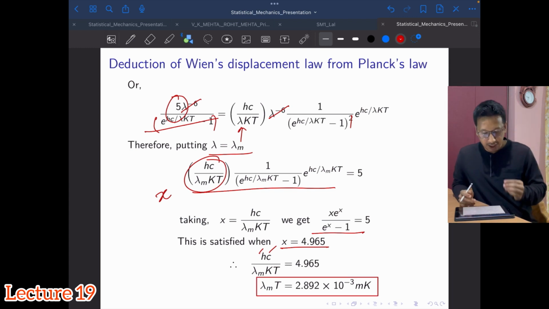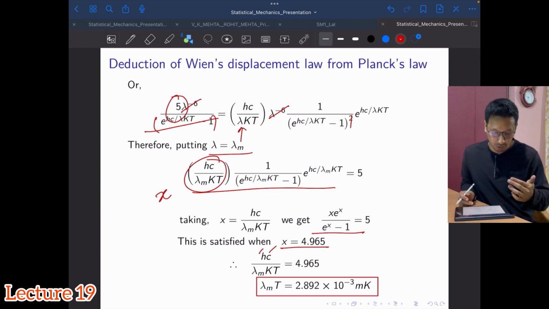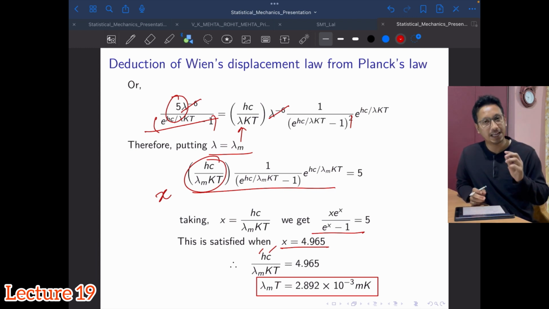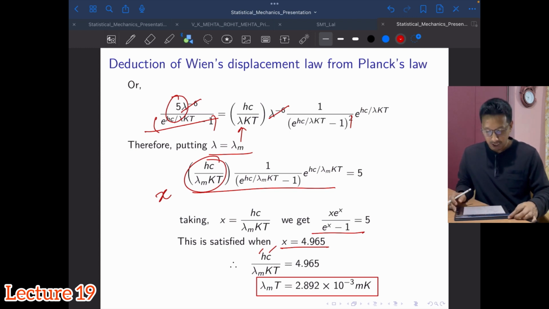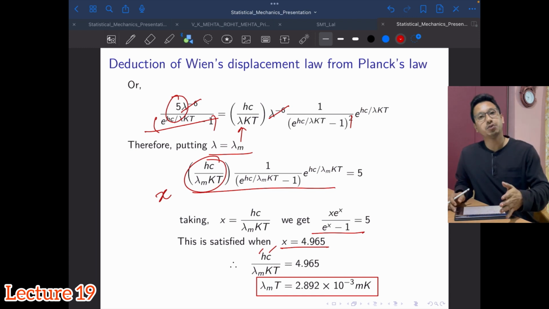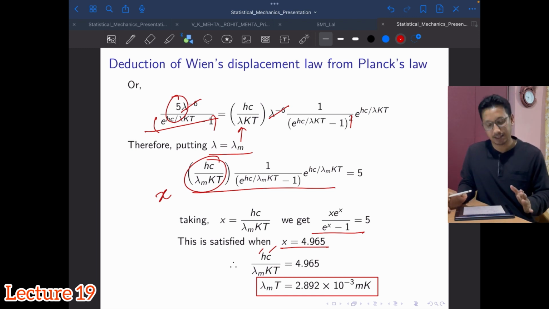So in this video we have tried to deduce the Rayleigh-Jeans law, Wien's displacement law, and Stefan-Boltzmann law from Planck's radiation law. This brings me to the end of the quantum theory of radiation. According to your syllabus, whatever topics were there within these two, classical theory of radiation and quantum theory of radiation, I think I have tried to cover all the topics.